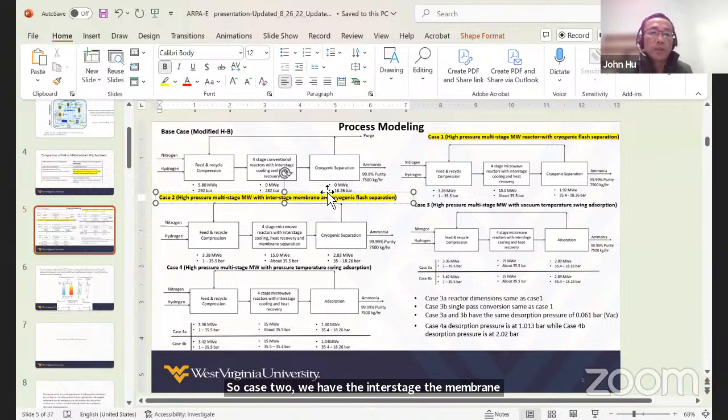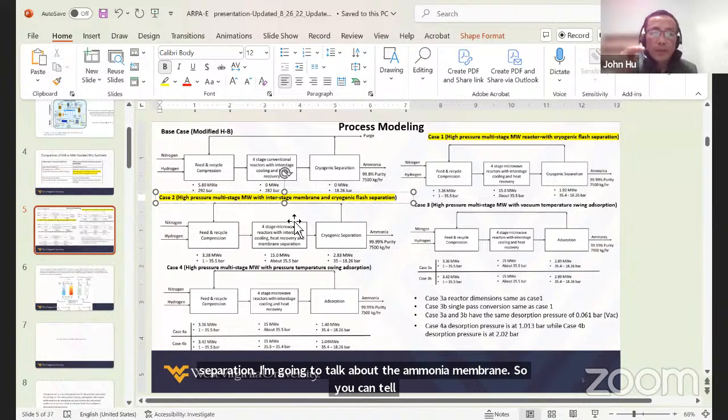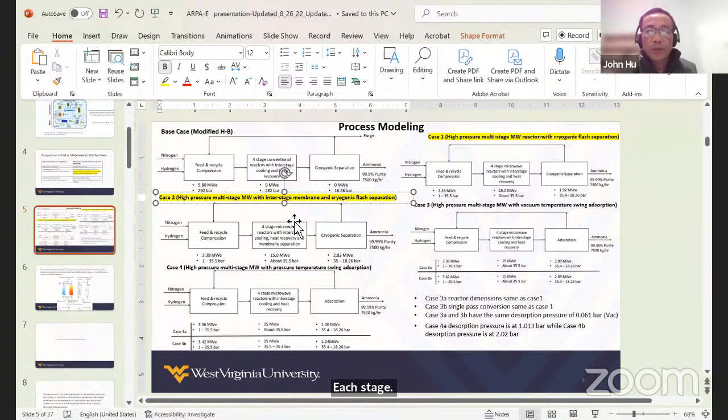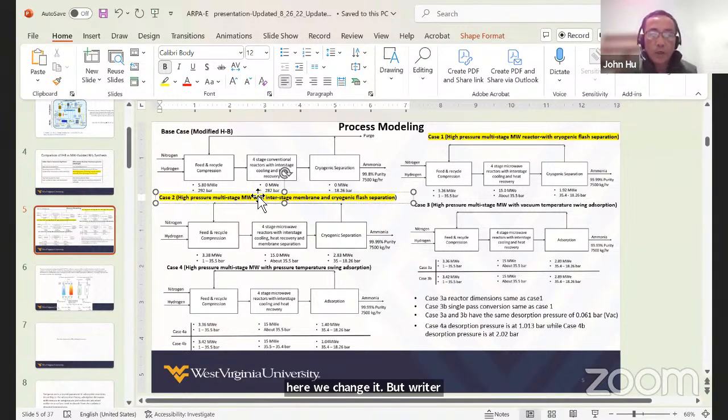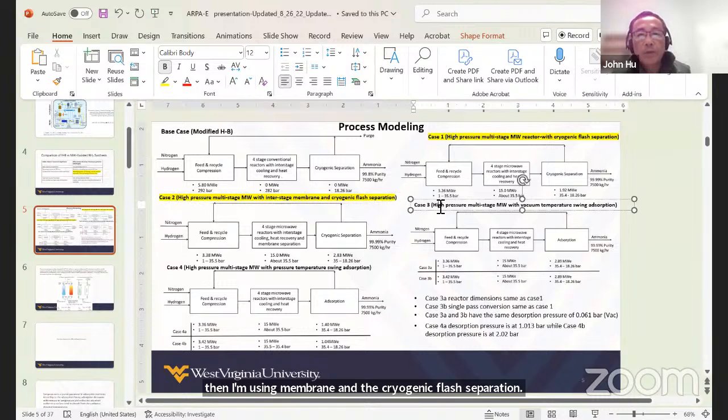You can tell each stage is different, and the separation is different. Here we use the cryogenic separation, which is similar to the Haber-Bosch. Here we change it, but the reactor is always a microwave. So today, all the low pressure operation reactors are microwave reactors. And then I'm using membrane and the cryogenic flash separation, because this combines the membrane separation.